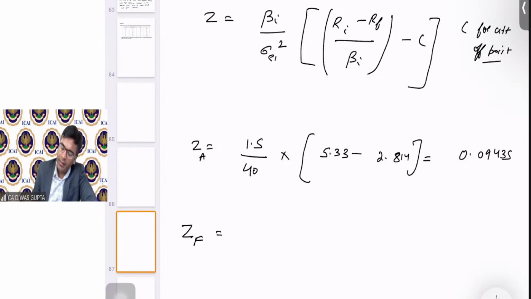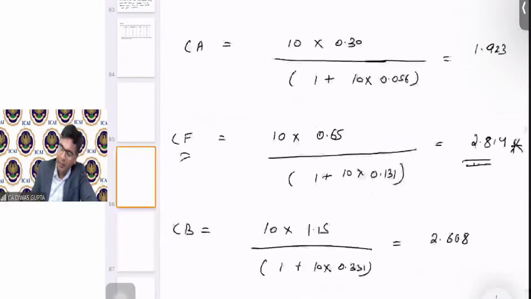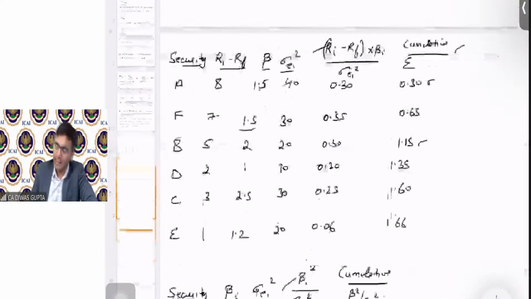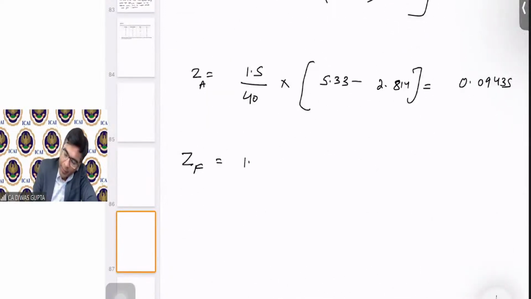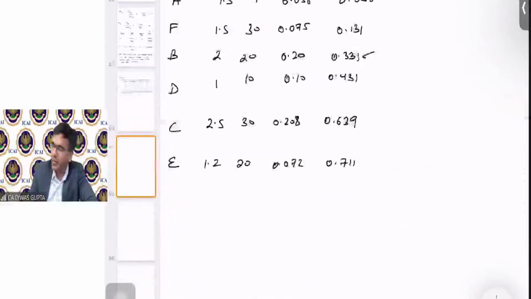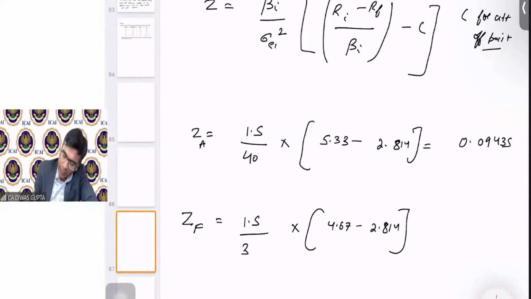The Z value of F will be, what is the beta of F? Beta of F is 1.5 and the excess return over beta was 4.67. So 1.5, 4.67 minus 2.814, and the residual variance of F was how much? Was 30 actually. Okay, I hope this is clear. 1.5 divided by 30 into 4.67 minus 2.814, which is again 2.814 will remain constant with whatever securities we might have had. So this brings us to 0.0928.